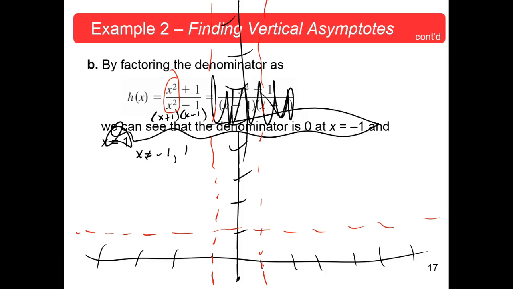Now, what we have to do from this point on is pick some other points. Give me a point. Any value. 2? Yeah. If you plug in a 2, the numerator becomes 5, the denominator becomes 3. 5/3, which is 1 and 2/3. Somewhere right about there.